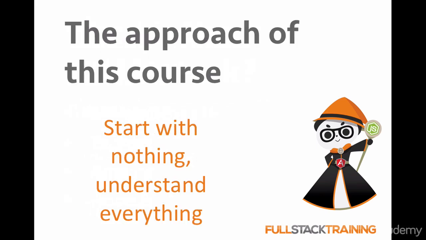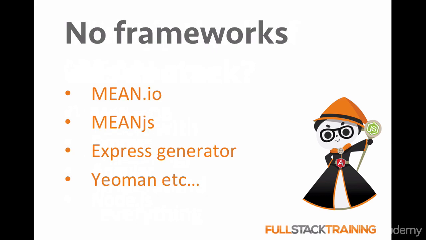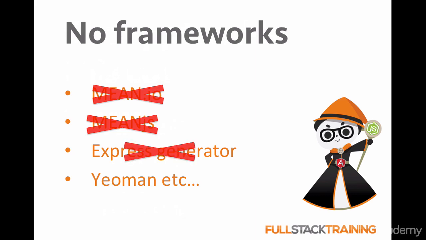In this course, we're taking the approach that the best way to understand everything is to start with nothing, build it up from the ground, and then you really get to demystify all the technologies in there. So we're going to take things one at a time and build it up as we go. Starting with nothing, so we're not going to have any frameworks or generators. So that means we're going to have no mean.io, no mean.js. We're not even going to use the Express generator or any other Yeoman generators or anything else that's out there. We're going to start from scratch and build everything up.